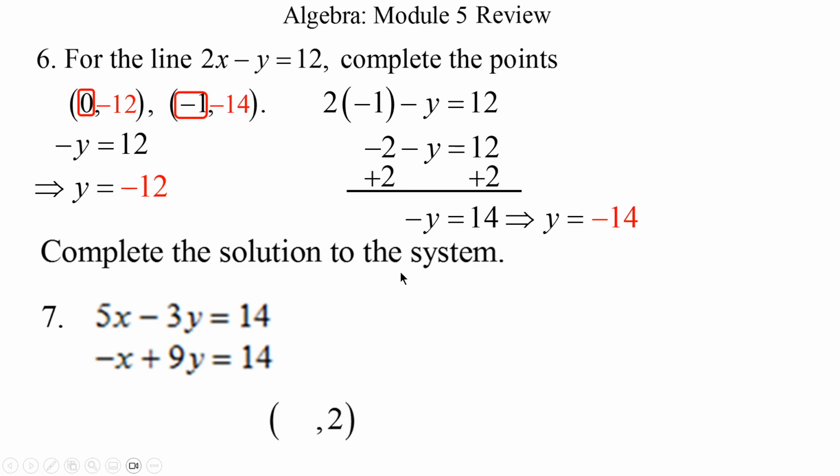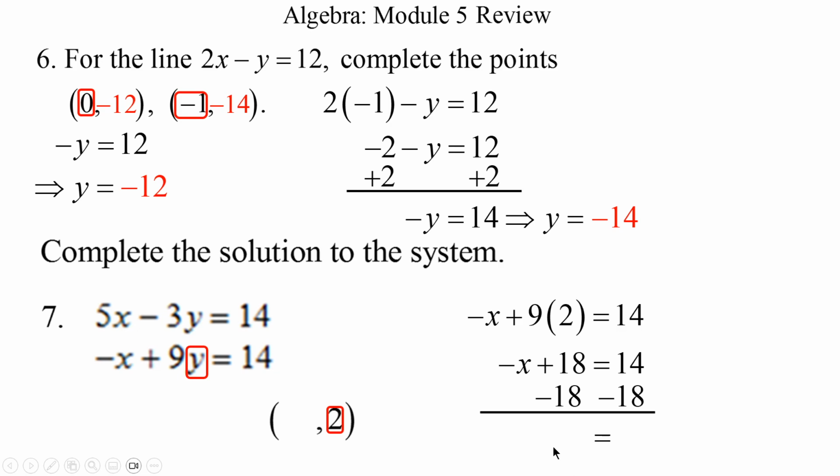Now, complete the solution to the system. They have given you the y coordinate of the point where these two equations intersect. So again, you can plug that y coordinate into either equation and solve for your x. So I can put it on whichever one I want. I'm going to put it right there, okay? So I see -x plus 9 times y, which is a 2, equals 14. So that means -x plus 18 equals 14. And then subtract 18 from both sides to get -x equals -4. And again, if the opposite of x is -4, that would imply x is +4.